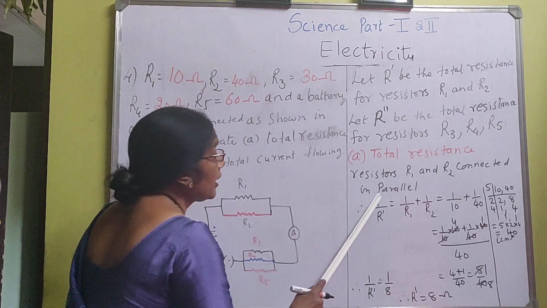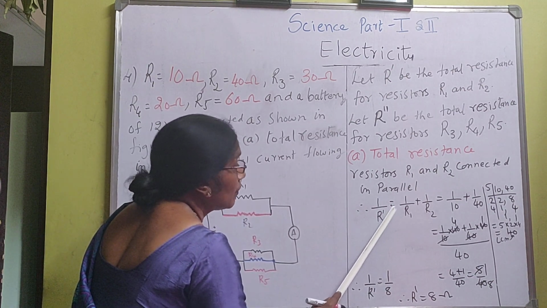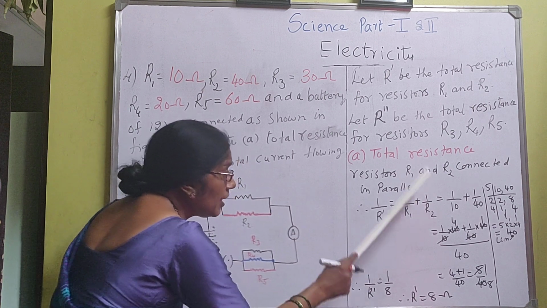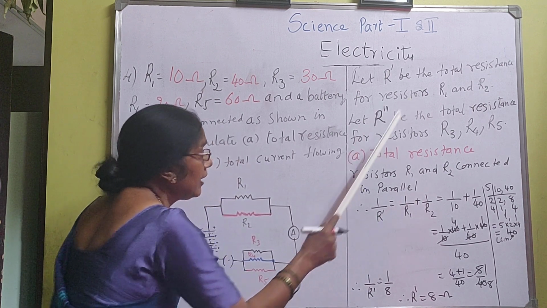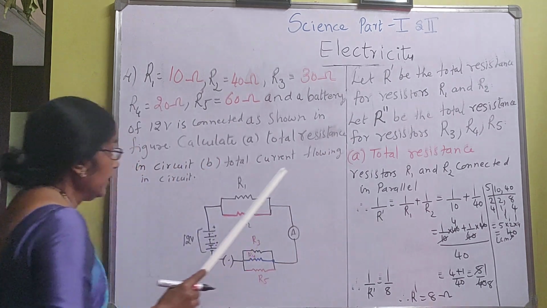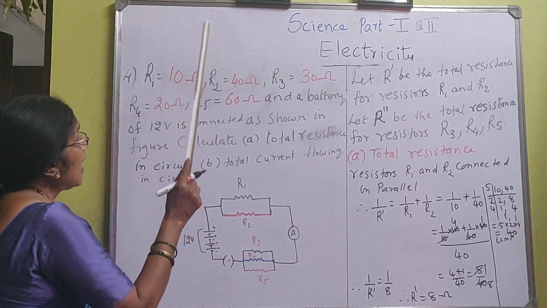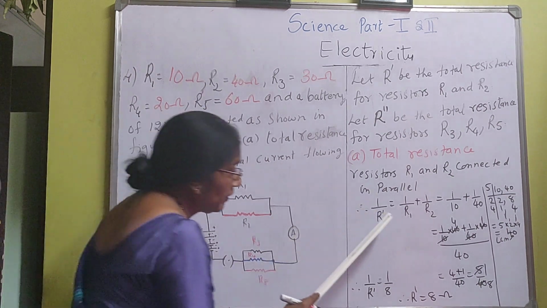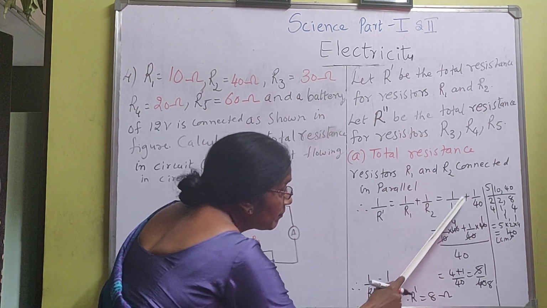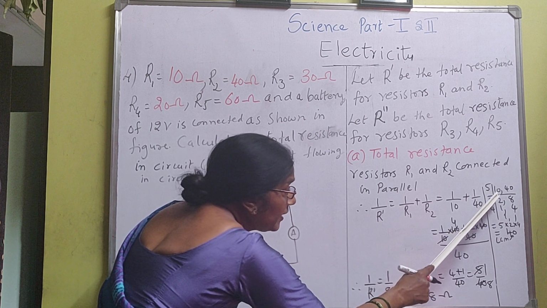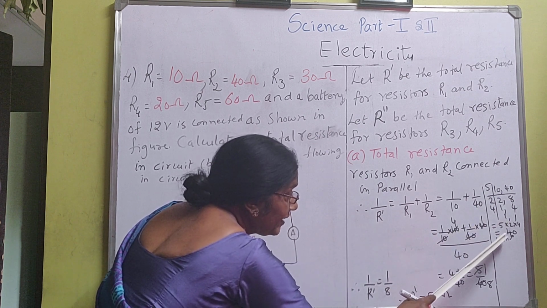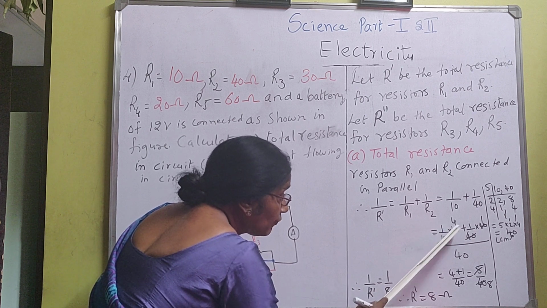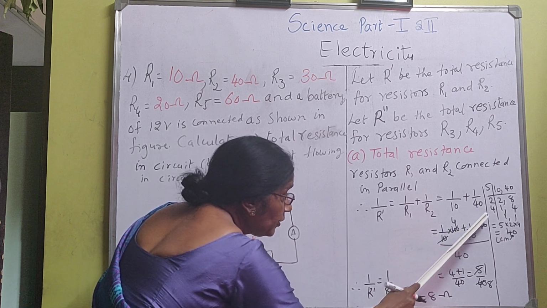So here we are going to take 1 by R dash is equal to 1 by R1 plus 1 by R2. Let us substitute the value of R1 and R2. R1 value is 10 ohms and R2 value is 40 ohms. So we can say 1 by 10 plus 1 by 40. Calculating the LCM of 10 and 40, we get the LCM as 40. Taking the LCM, 1 by 10 into 40 plus 1 by 40 into 40.